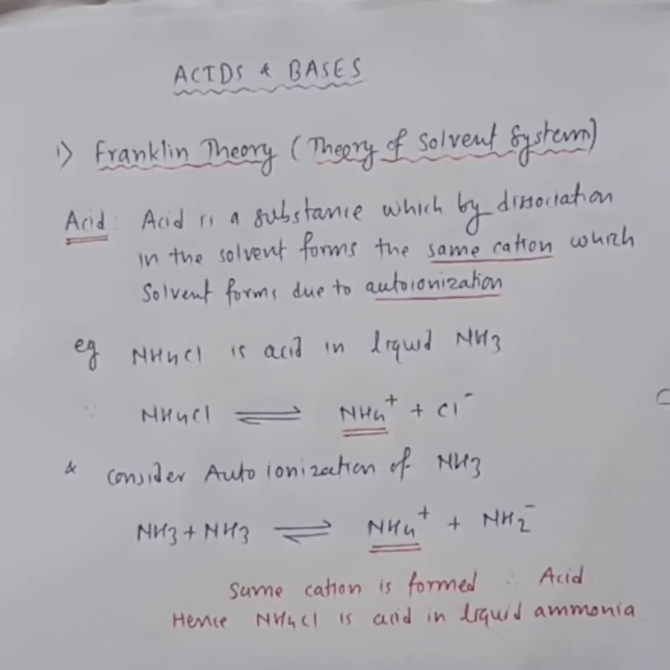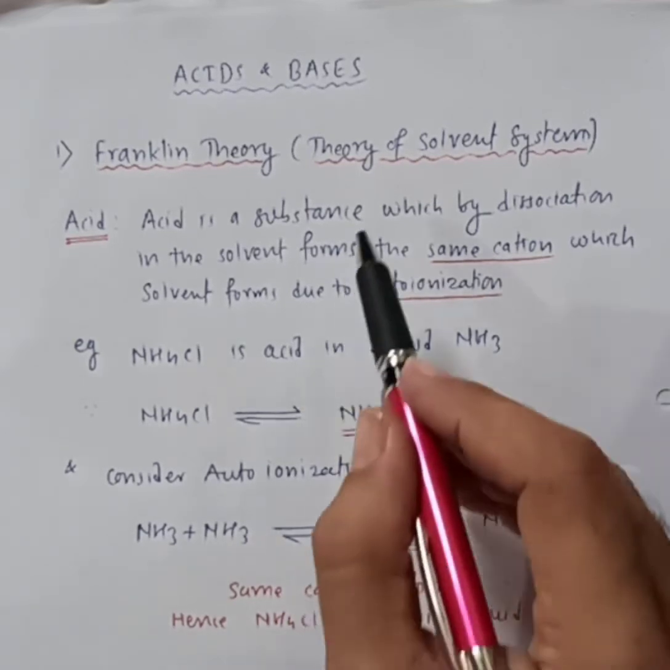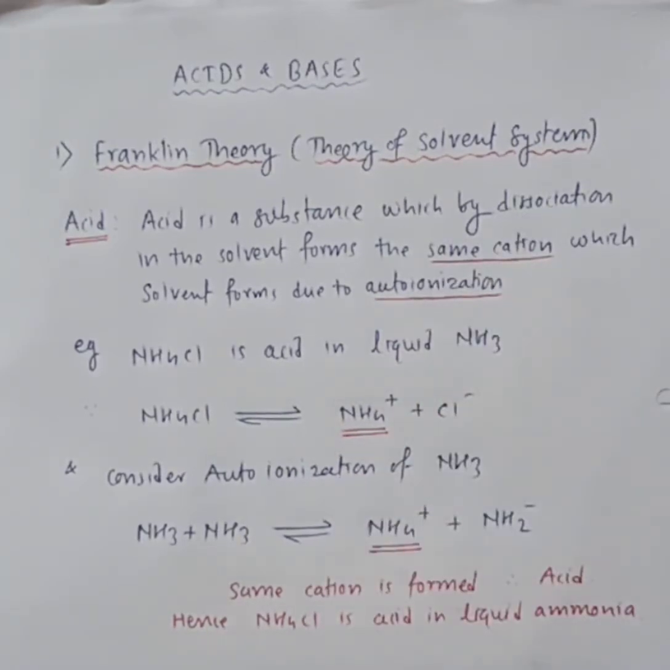Dear students, today we will discuss different theories of acids and bases. The very first theory in this semester is the Franklin theory. It is also called the theory of solvent system. What is the definition of acid according to this theory?